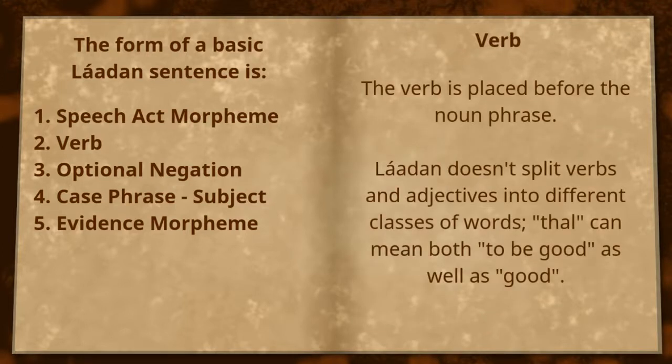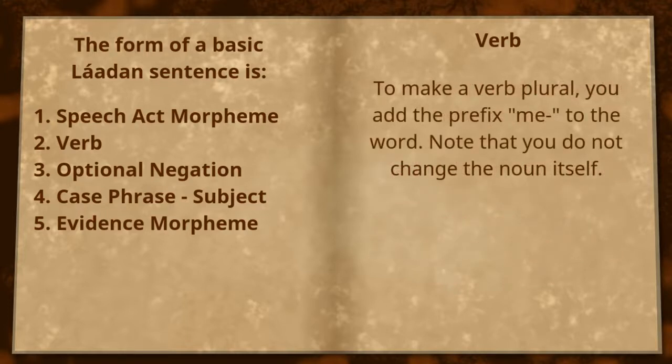The verb is placed before the noun phrase. Láadan doesn't split verbs and adjectives into different classes of words, so for example, thal can mean both to be good as well as good as an adjective. To make a verb plural, you add the prefix me to the word. Note that you do not change the noun itself, just the verb.